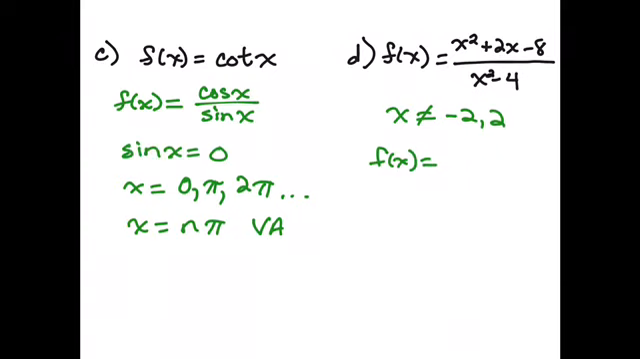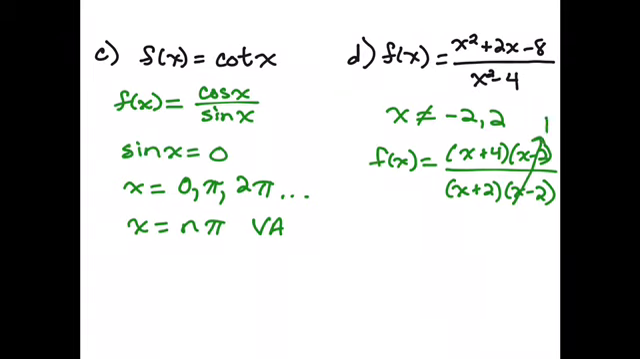So what multiplies to -8 and adds up to 2? -2 and 4. Try again, adds up to +2. +4 and -2. And then we said the denominator was a difference of squares. So the factor of x minus 2 is going to simplify.